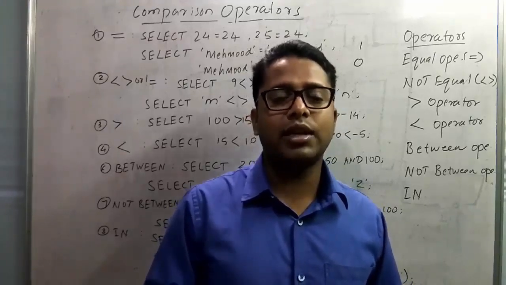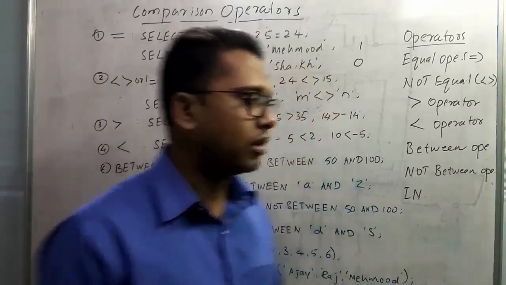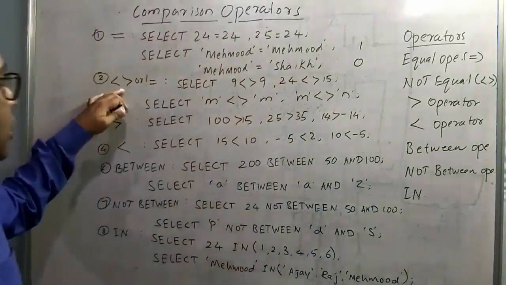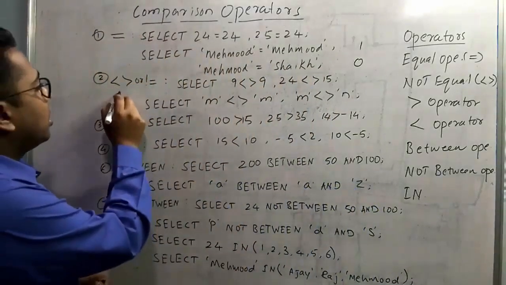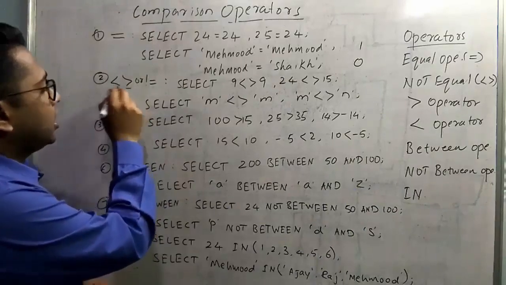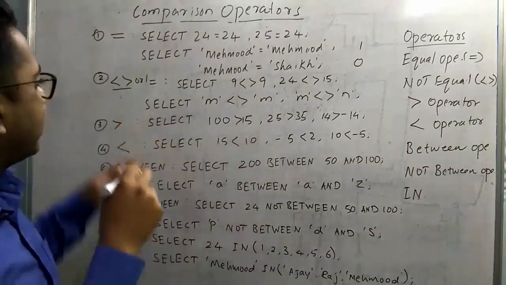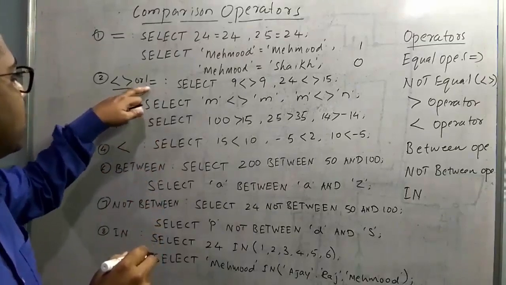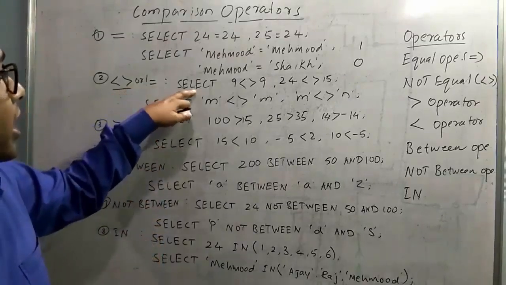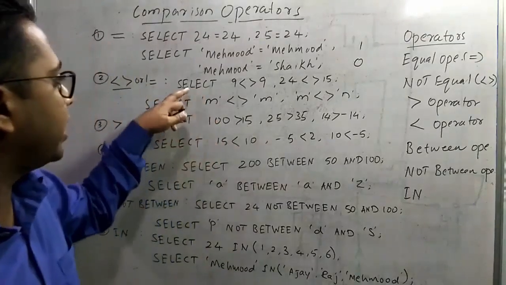If they are not equal, then they will return a value of 0, which is false. Now let us discuss the second operator, which is not equals to. Not equals to is denoted with this less than and greater than symbol, which equals this one, not equal. So select, again we have to start from the select clause.